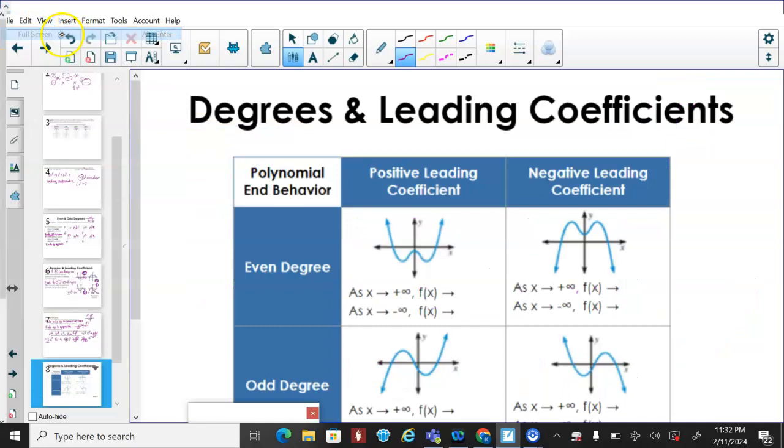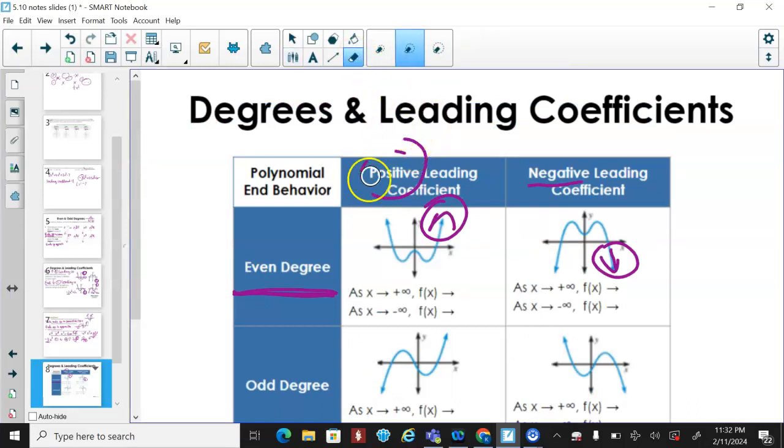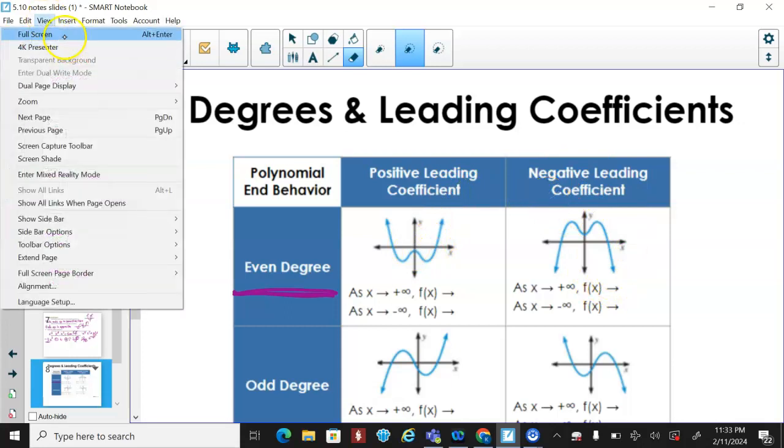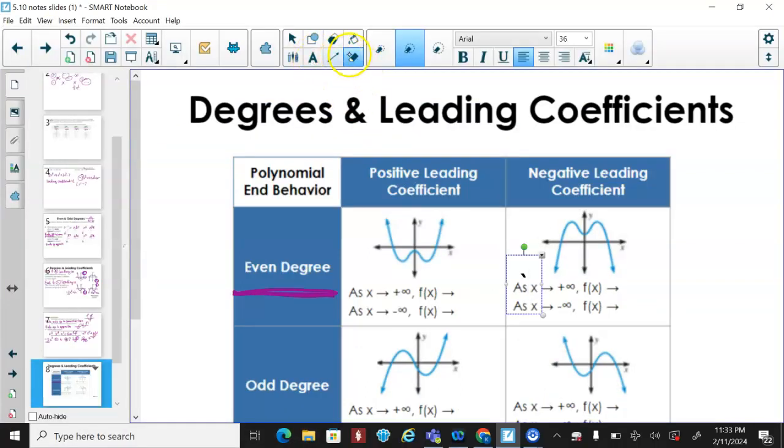All right, let's make that bigger very quick. Now, degrees and leading coefficients. Here we have an even degree and a positive leading coefficient, which means this end is going up. Now here we have a negative leading coefficient, which means the end is going down. So now we're talking about end behavior, which means what happens when we go to the right side or the left side of the function. So again, positive infinity and negative infinity.